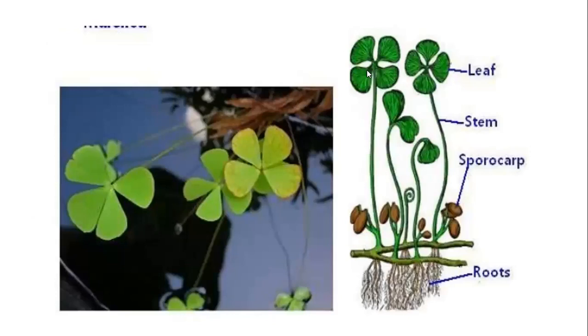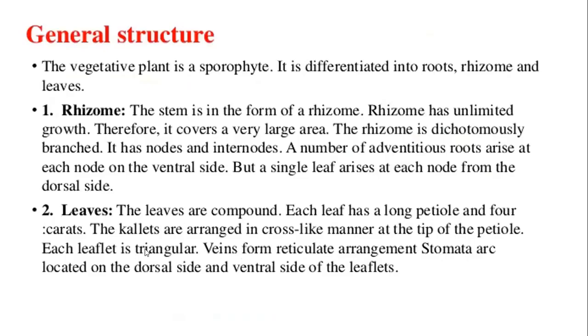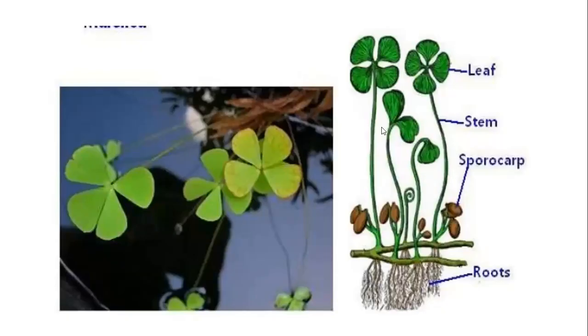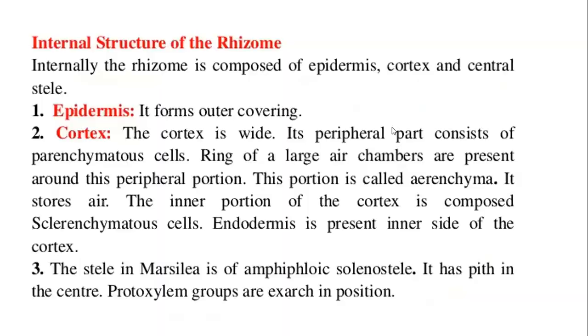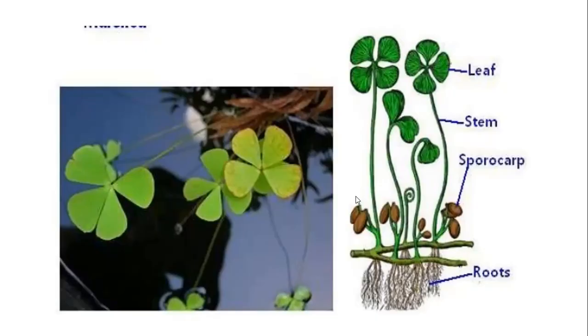This is each leaflet. It is triangular in shape, and the veins which are developing in it are in a reticulate manner. And the stomata are located on the dorsal side of each leaflet and on the ventral side of these leaflets. So this is about the external morphology of the plant body, that is Marsilea.